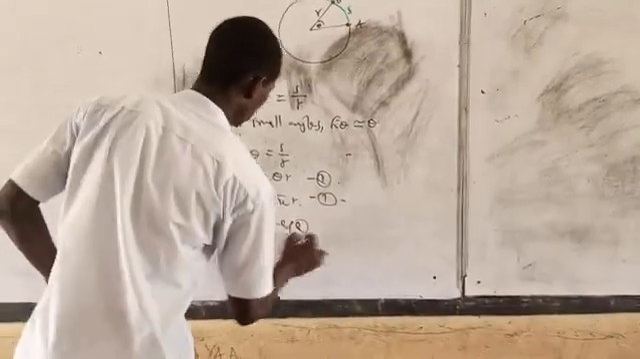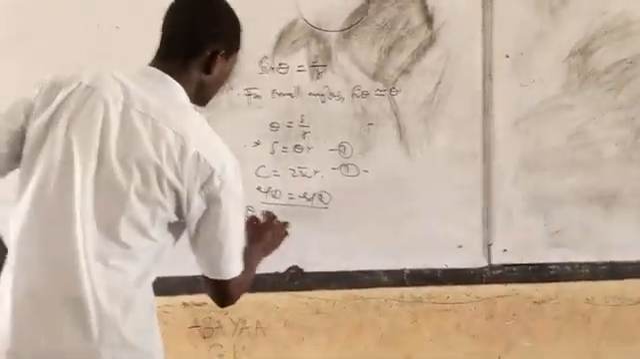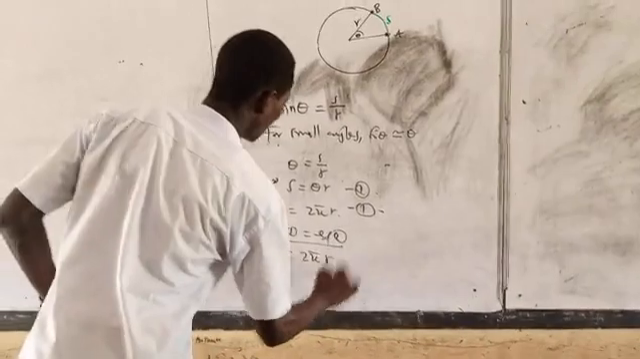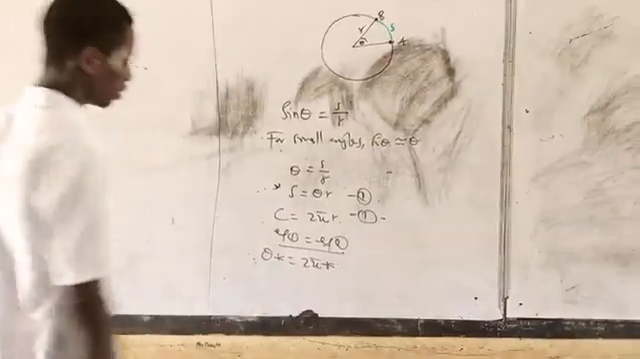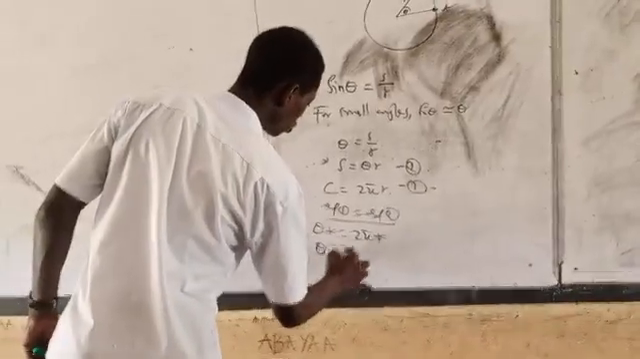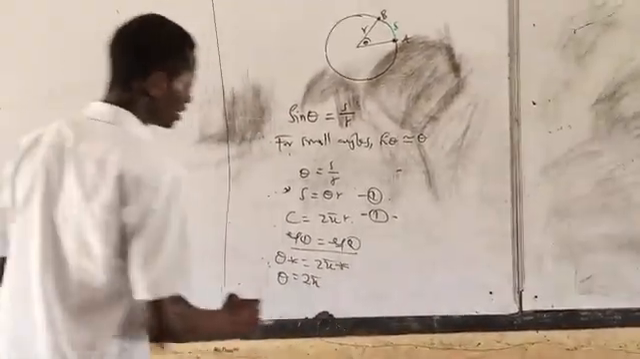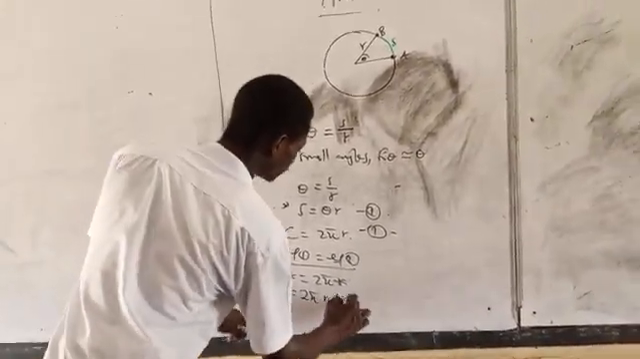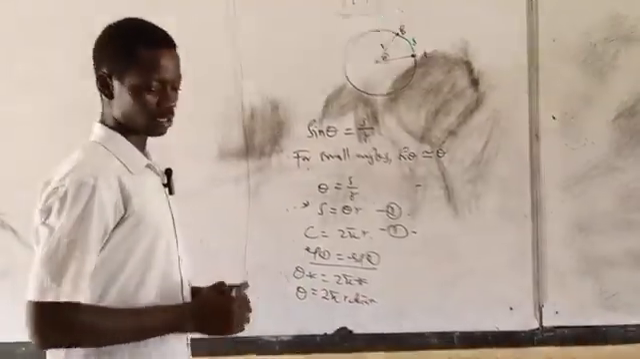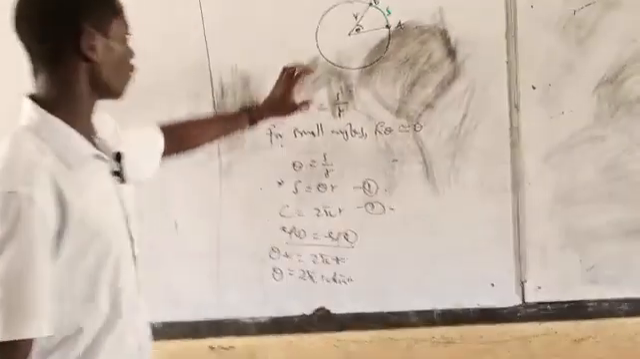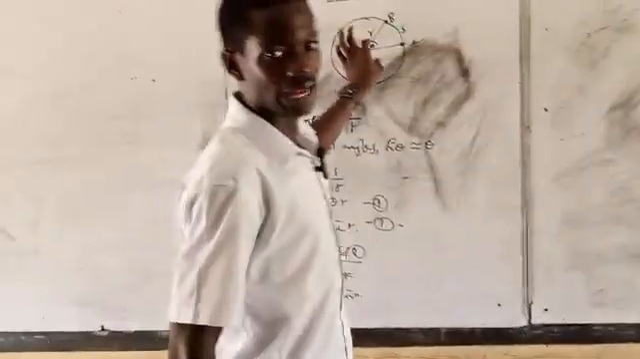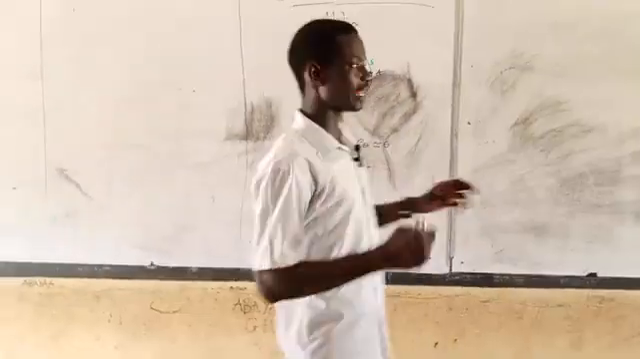Out of this, you can derive that theta r equals 2 pi r. Now the r and the r can cancel out. We will therefore have theta equal to 2 pi radians. Good. Now you ask yourself the question, what is a radian? A radian is the angle subtended at the center of a circle. It's the small angle subtended at the center of a circle. That's what we refer to as a radian.